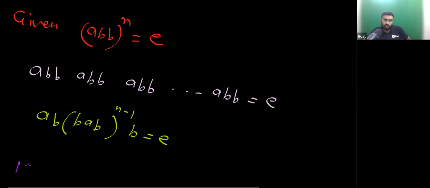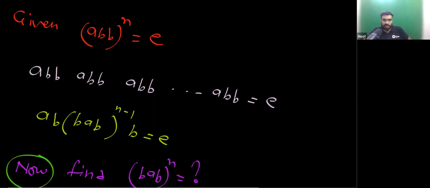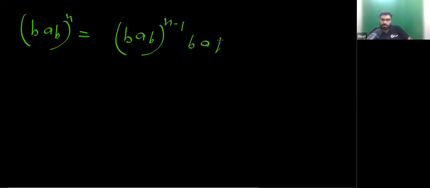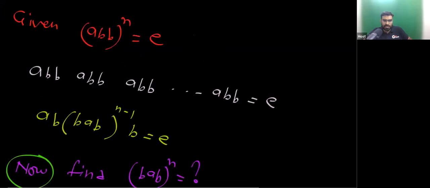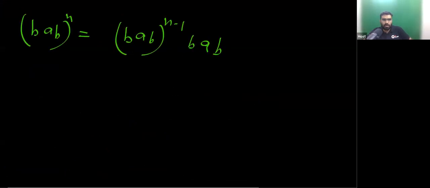Now we want to find (BAB)^n, agree? So let's find (BAB)^n now. I can write (BAB)^n as (BAB)^(n-1) BAB. Now you can see this BAB here, I can write it like this, or simply like this. There is no problem. So tell me, what is (BAB)^(n-1)?